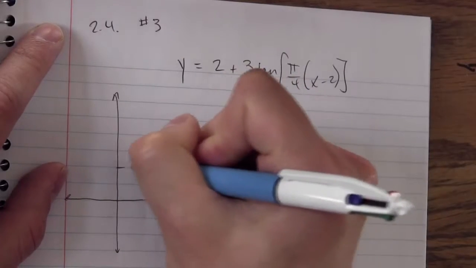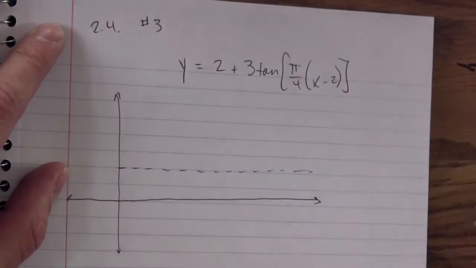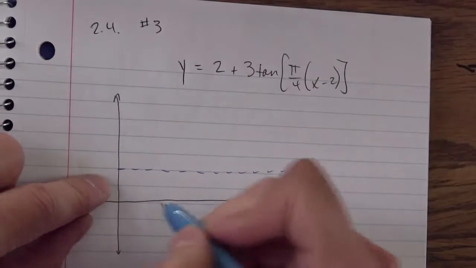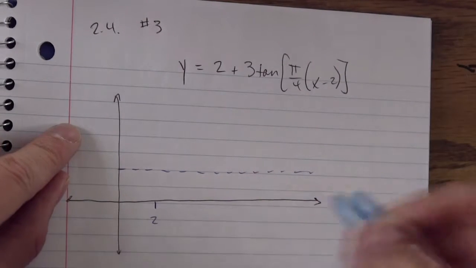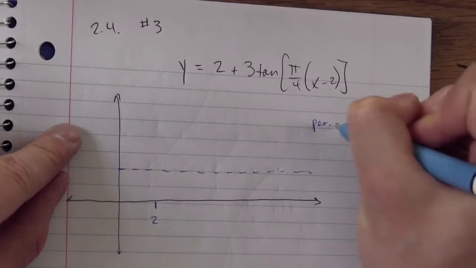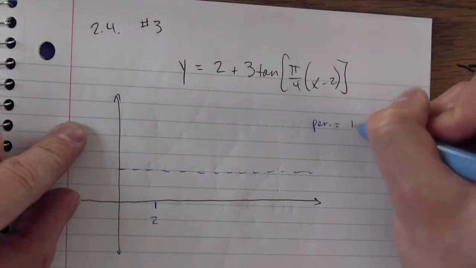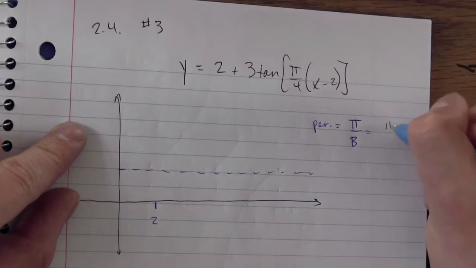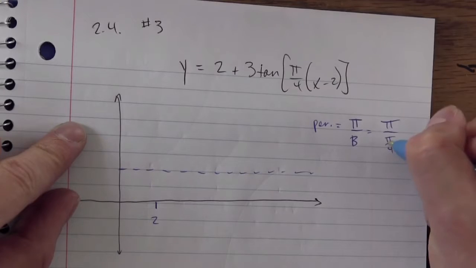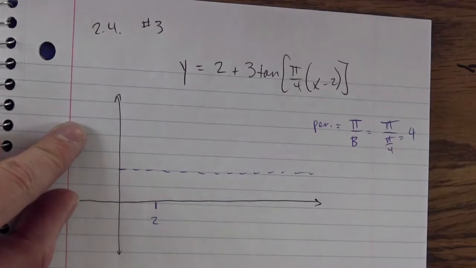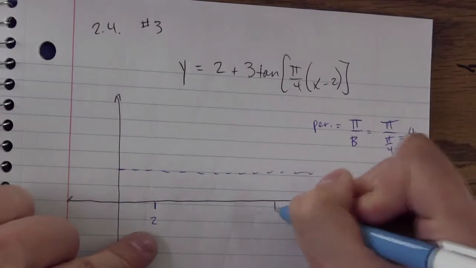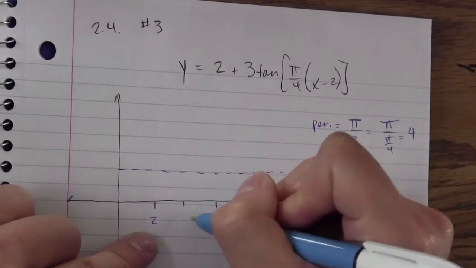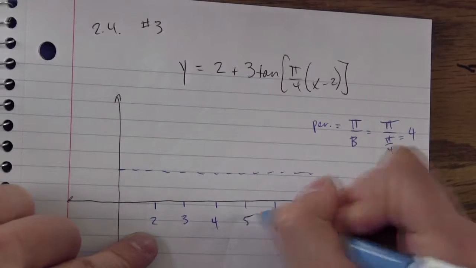Our K line is at 2, so I'm going to go ahead and put a horizontal dashed line there. Our H is 2, so I'm going to go ahead and put a tick mark at 2. Now we find our period. So period is, remember, we're dealing with tangent, so it's only pi over b. Pi over b, which is pi over 4. The pi's cancel, and we're left with 4. Okay, so 2 plus 4 is 6. That means our half period is at 4, and our quarter periods are at 3 and 5.